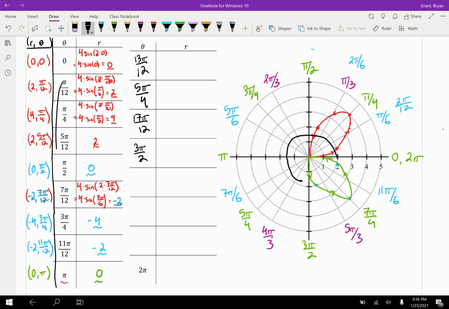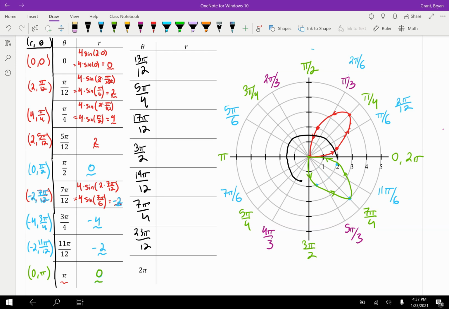All right, how far apart are 1 and 7? They're 6 apart. 7 and 13 are 6 apart. So if we go 6 more, that's going to give us 19 pi over 12, 7 pi over 4. And then we said that these ones are 4 apart, so we continue 4 more: 23 pi over 12. And we finish at 2 pi.